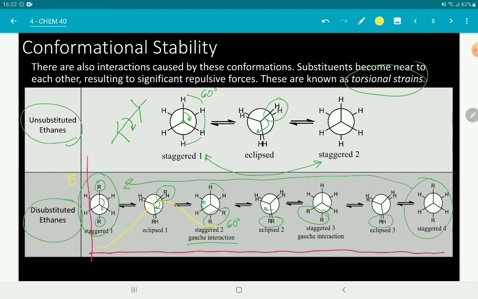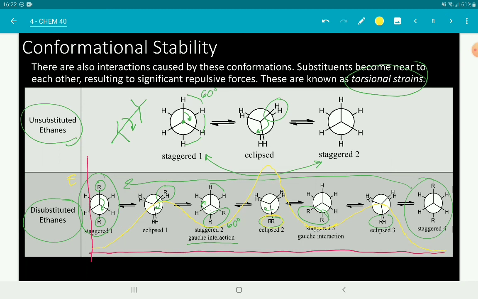Okay? So, syempre, this eclipsed conformation has the highest energy kasi nag-i-interact yung dalawang malalaking substituent. So, syempre, yung staggered 3 equal lang sa energy ng staggered 2 because of the gauche interaction. And the eclipsed 3 is just equal to the eclipsed 1 energy tapos minimum ulit pagdating sa staggered 4. Okay? So, ganyan yung pag-plot natin ng energy ng torsional strain. And this is how to actually illustrate yung differences ng mga energies or mga torsional strains between various conformations.